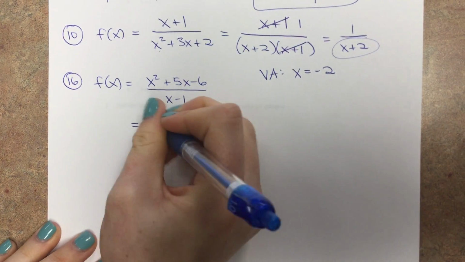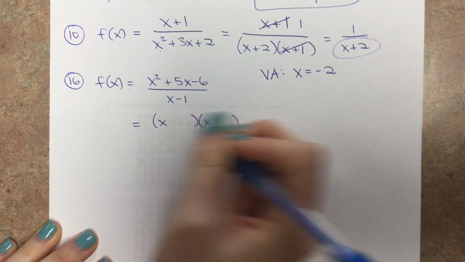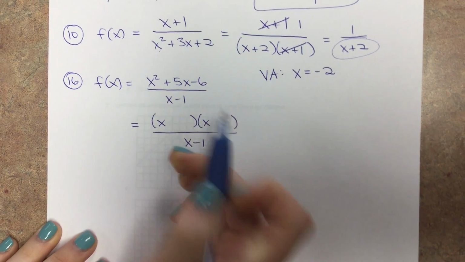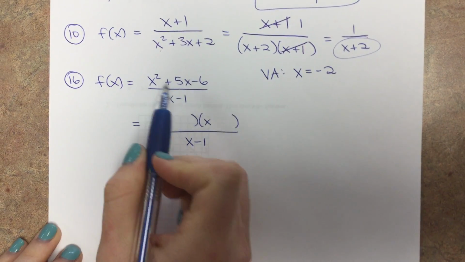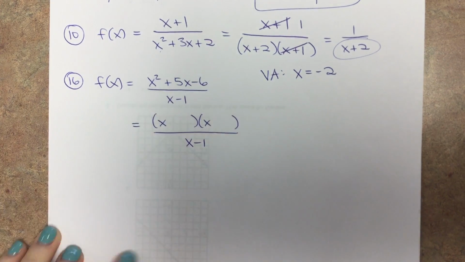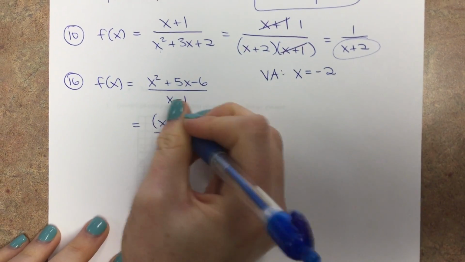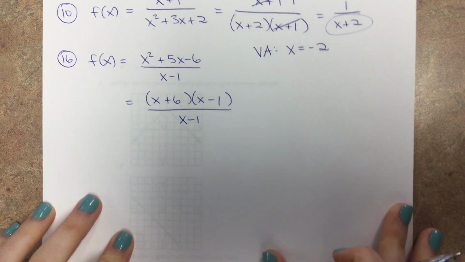So we can still factor this down. The numerator is x times x. So now for this one, what multiplies to negative 6 and adds to positive 5? 6 and negative 1. Good. 6 and negative 1. So again, with this one, what can happen here?